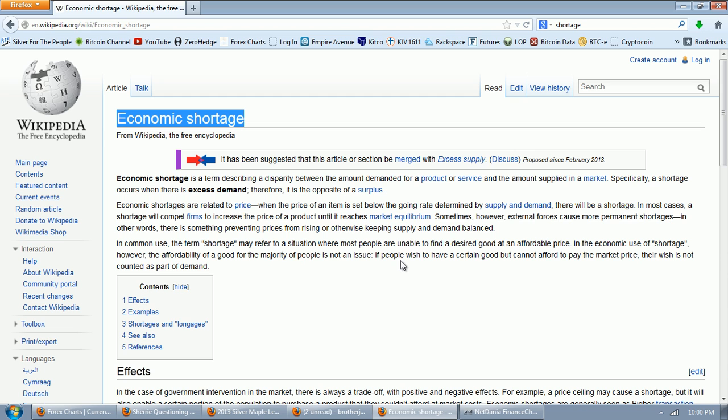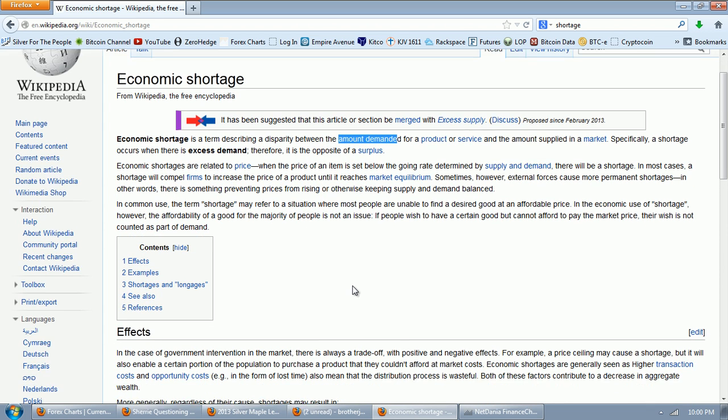I have covered this definition many times. I'm going to cover it again because people need to understand how supply and demand works and how it is interfered with by the government. Economic shortage is a term describing a disparity between the amount demanded for a product or service and the amount supplied in a market. Specifically, a shortage occurs when there is excess demand. Therefore, it is the opposite of a surplus.